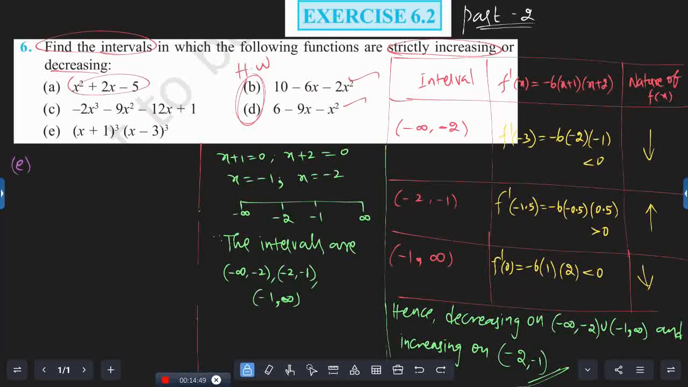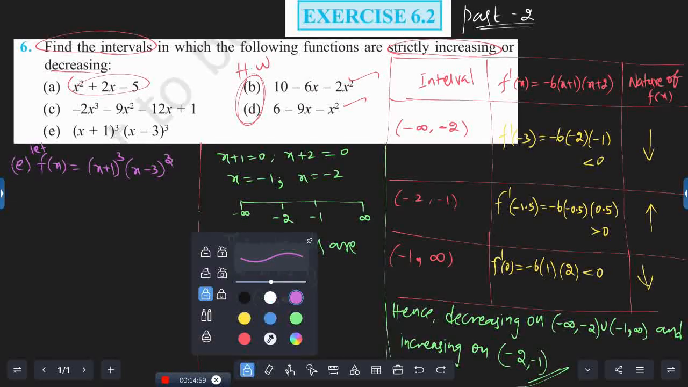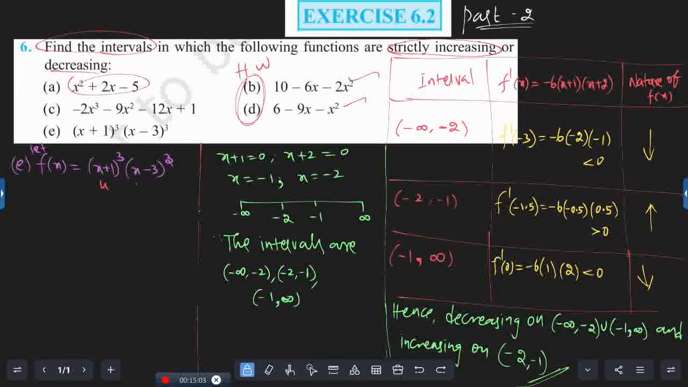So E: let f of x is equal to (x plus 1) whole cube into (x minus 3) whole cube. Children, I hope you have noticed that this is in the form of uv. Then what is the uv product rule? u dash v plus u v dash. That you should not forget. That is what I'm going to use.